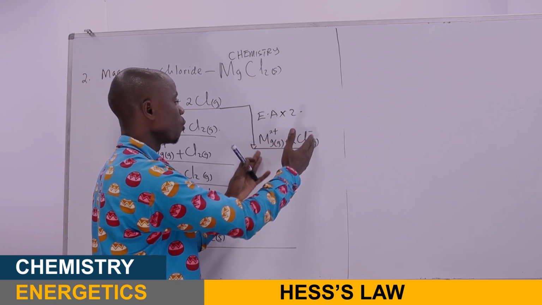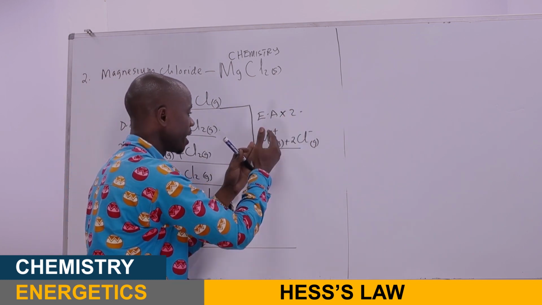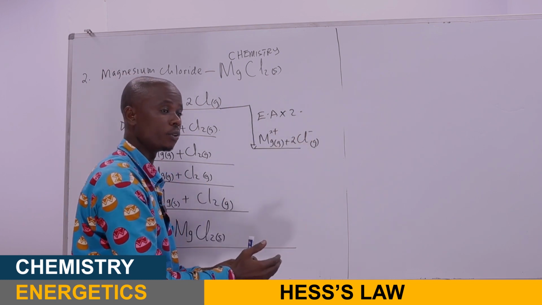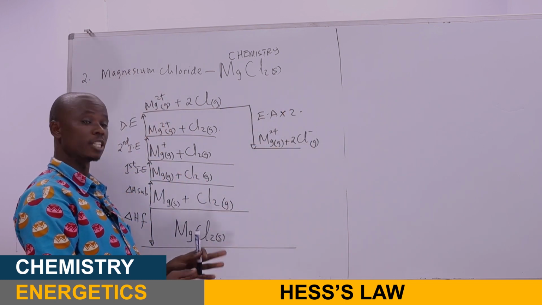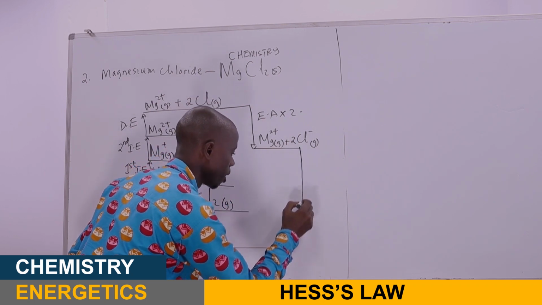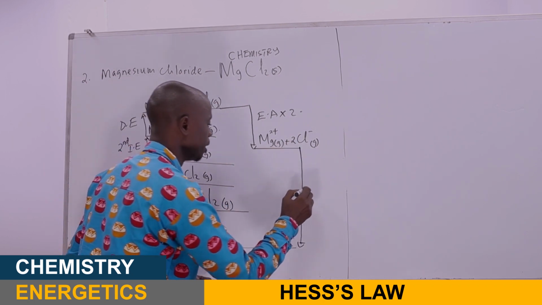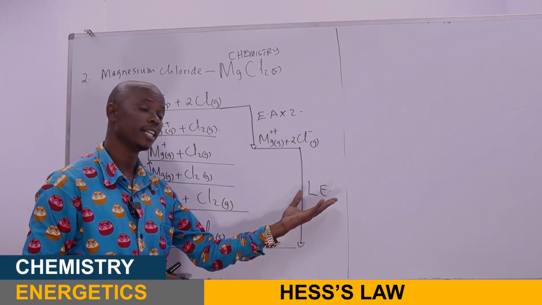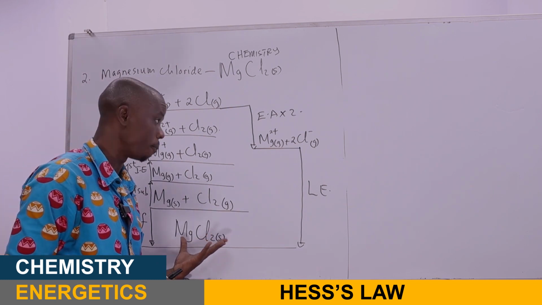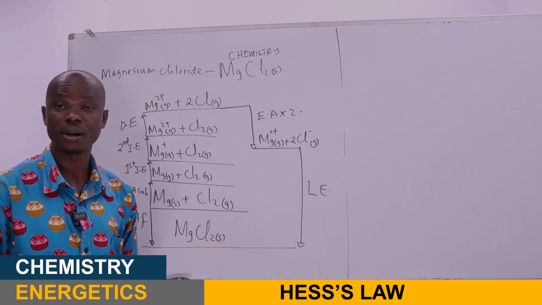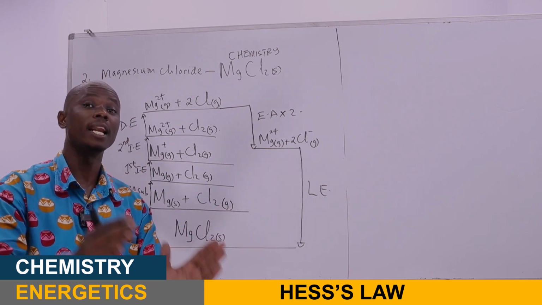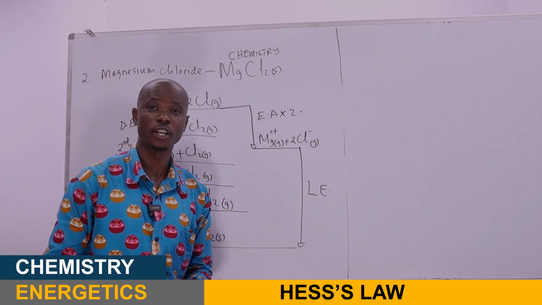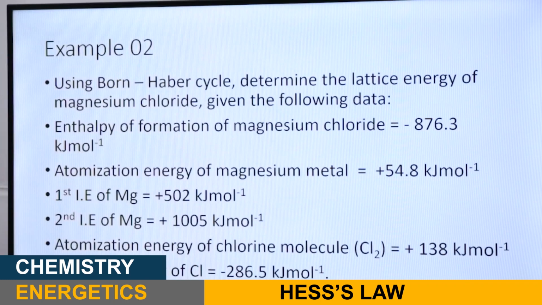Now, my dear student, here we have already obtained the cation and an anion. These 2 will combine to form the solid magnesium chloride. So this one will combine to form magnesium chloride, and this is lattice energy. Lattice energy is the energy released when 1 mole of an ionic compound is formed from its ions. So this is the Born-Haber cycle. This Born-Haber cycle will guide us in order to solve the required problem. Remember here, we are required to determine the lattice energy of magnesium chloride.